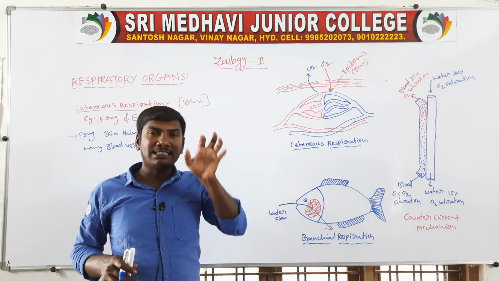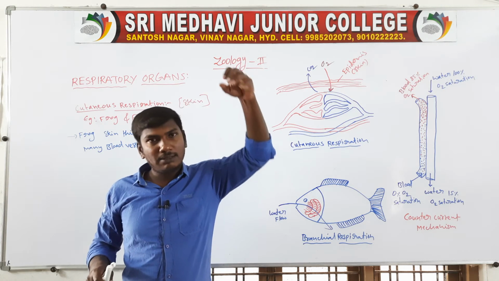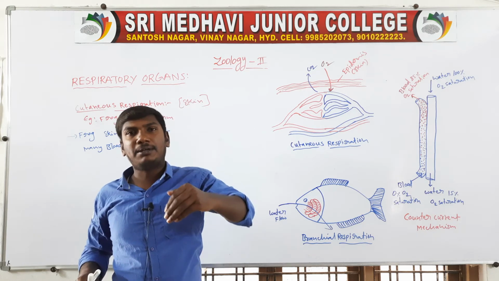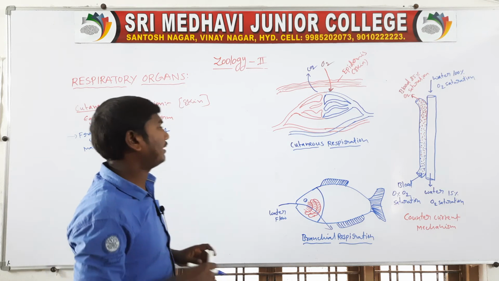Simply, the skin is moist. The moist skin absorbs O2 by diffusion. It enters the blood vessels, and CO2 goes to the outside. So this is skin respiration.